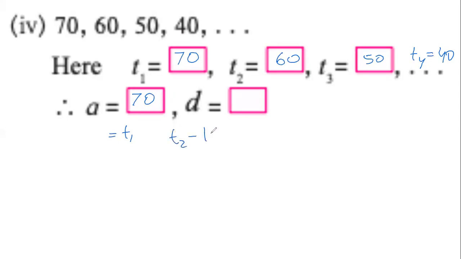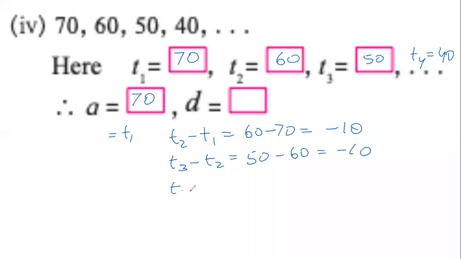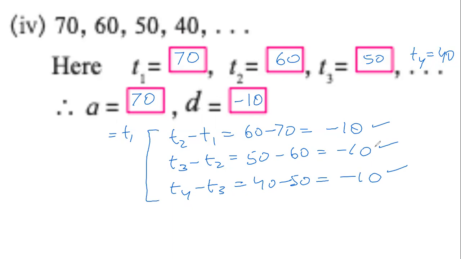So T2 minus T1 equals 60 minus 70, which is -10. If you want to see what happens when we take other terms, T3 minus T2 equals 50 minus 60, which is again -10. If you take another two terms, T4 minus T3 equals 40 minus 50 equals -10. Because this -10, -10, -10 is the same, it is common, we can say the common difference D is equal to -10. This is how we will complete. So this thing has to be part of your answer. It has to be.